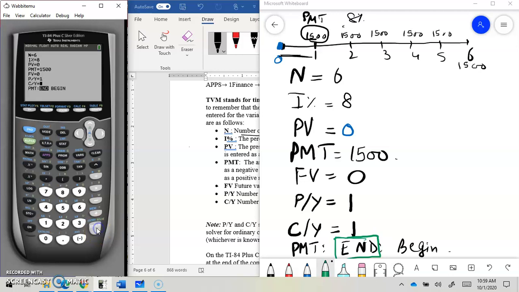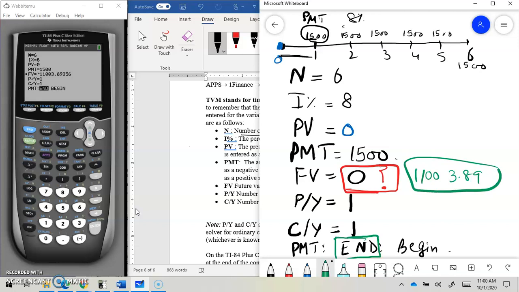We will come back to it. When you are done entering everything, what do you have to calculate? The question is to find the future value, right? This was our unknown. So when you are done entering all that in the calculator, you go back to the future value, press Alpha and then press Enter, and that would give you the answer. What did we get? 11,003.89. It's the same answer we were getting before.